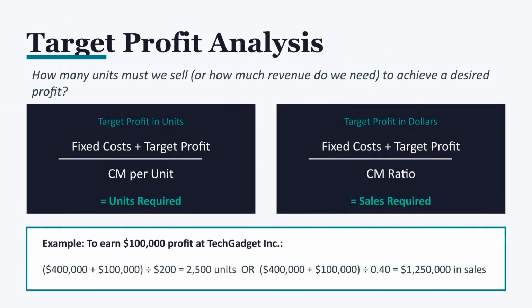Our investigation now shifts to target profit analysis, where we calculate how many units or dollars are required to achieve a desired profit. Target profit analysis extends break-even by asking, how many units must we sell to earn a specific profit amount? You simply add the desired profit to fixed costs in the numerator, then divide by contribution margin, because that target profit becomes an additional hurdle the contribution margin must cover beyond just the fixed costs.